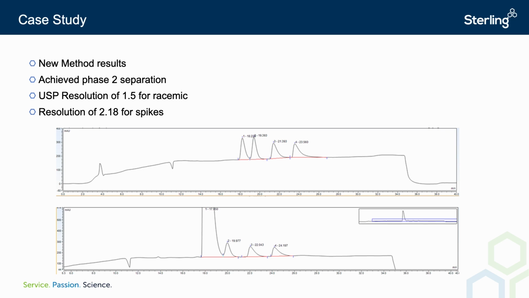And you can see very well resolved peaks in the racemic sample shown at the top. And in the spiked samples, these spikes are of 0.5% of the undesired enantiomers. Those are also very well resolved. The resolution of the racemic mixture is 1.5, hitting what we wanted for adequate resolution. And the arguably more important separation is that of the spiked sample, what you might see in a real sample used in release. That USP resolution between those first 2 peaks is 2.18, exceeding what's necessary.